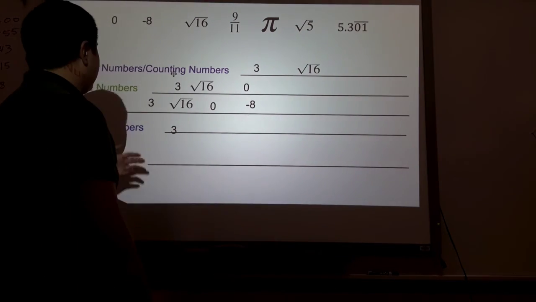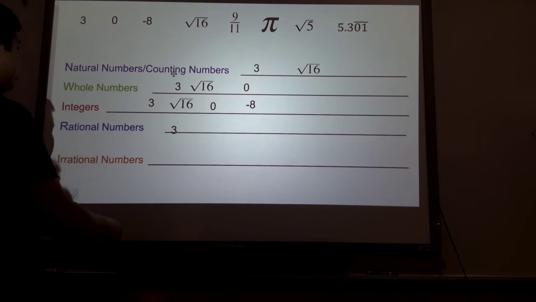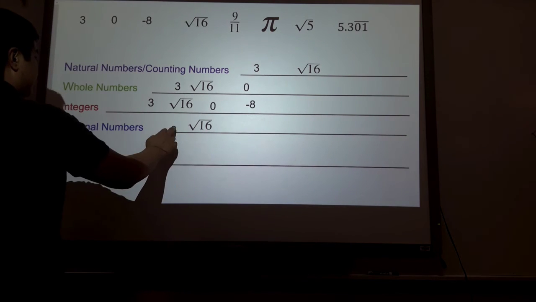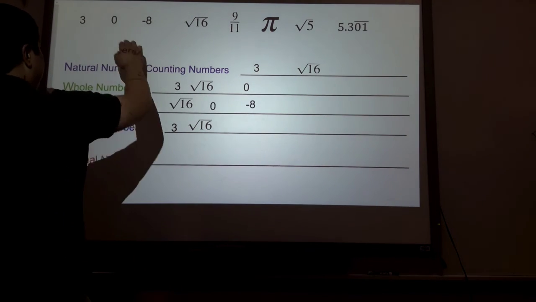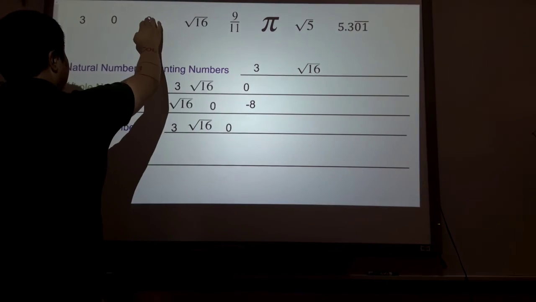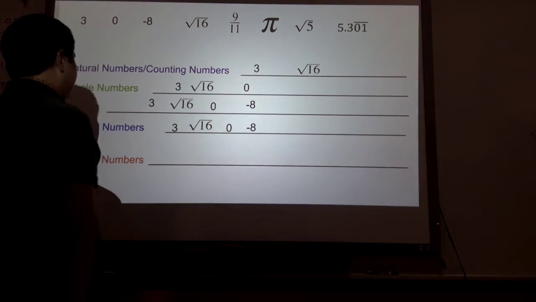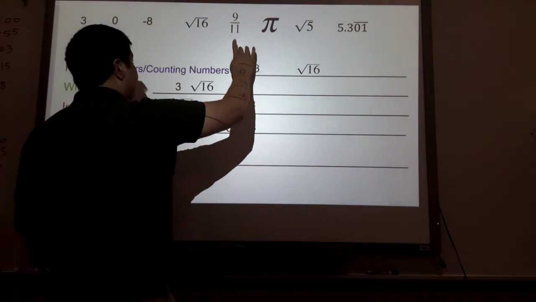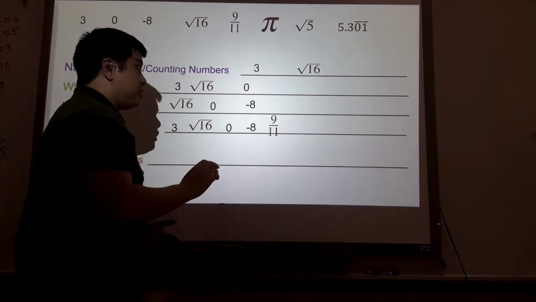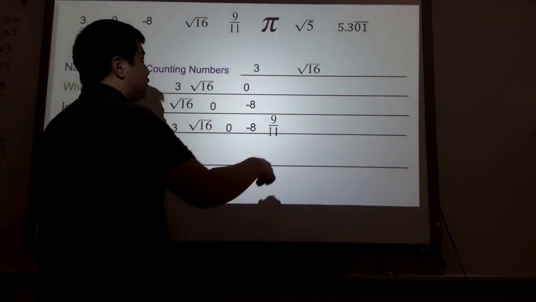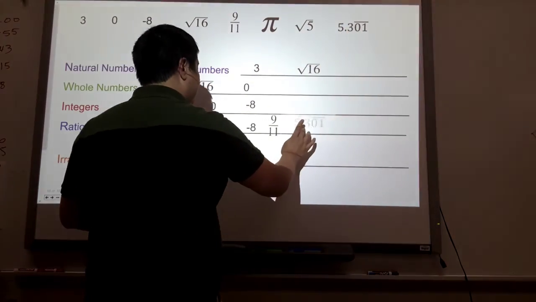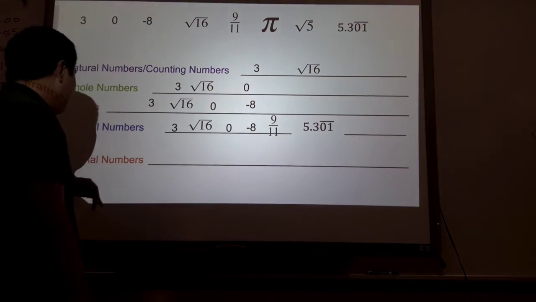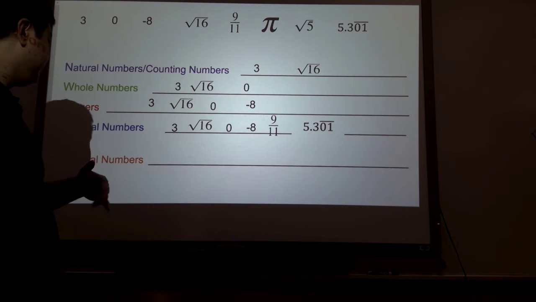And we are back. So we're going to bring down any number again that is an integer into the rational number category, because anything that is an integer is also a rational number, including 0 and negative 8. Okay. And we're also then going to look for numbers that are represented by fractions, so 9 elevenths, and also any numbers that are repeating decimals, so 5.301 with 01 repeating, are all going to be rational numbers.